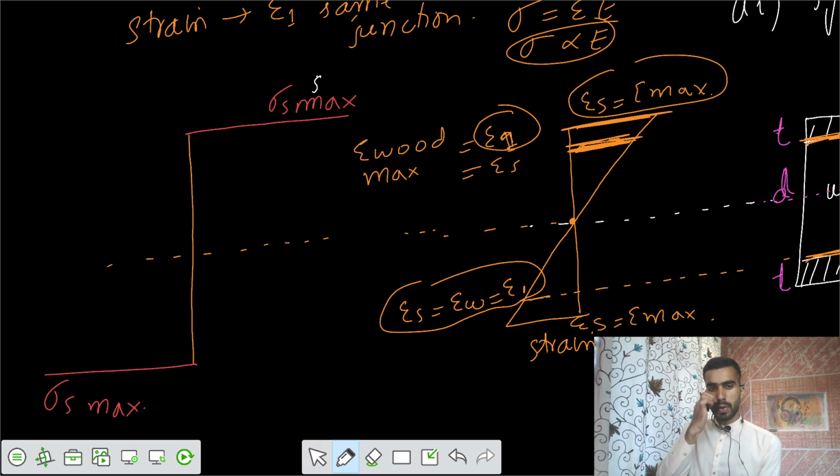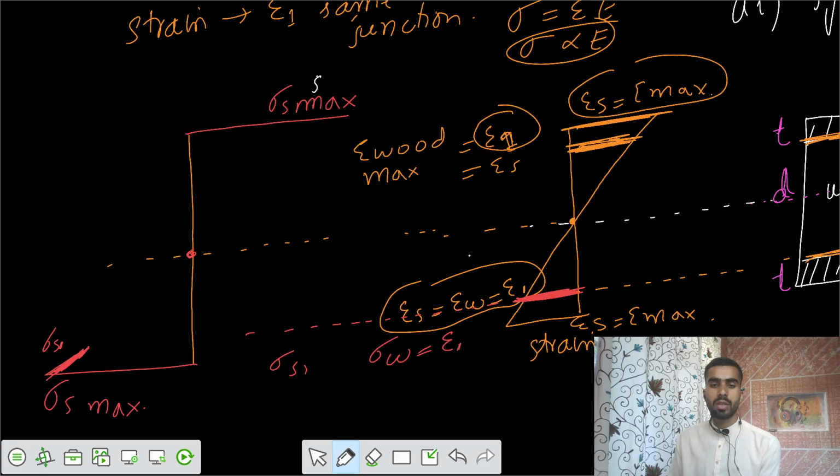Then you know that the stress at the neutral axis is 0, and there is a linear variation. Up to the junction there is some decrease of stress. Let's say the stress decreases to this value, sigma S1. But since the strain is the same at this junction, for the steel you have stress sigma S1, and for the wood, just inside the wood section, sigma wood equals strain 1 into E wood. Similarly, sigma S1 equals strain 1 into E steel.